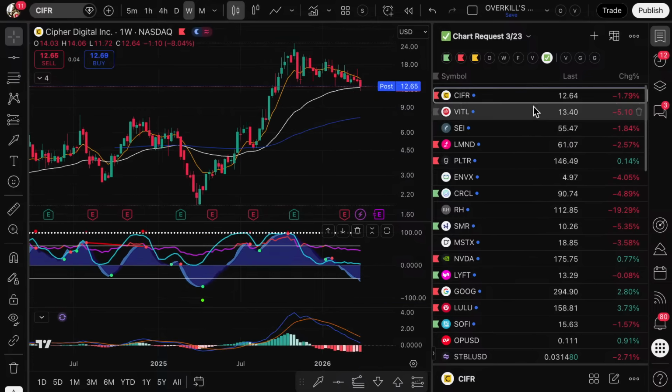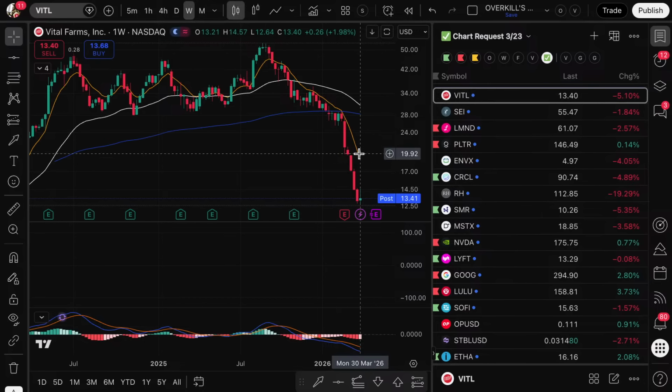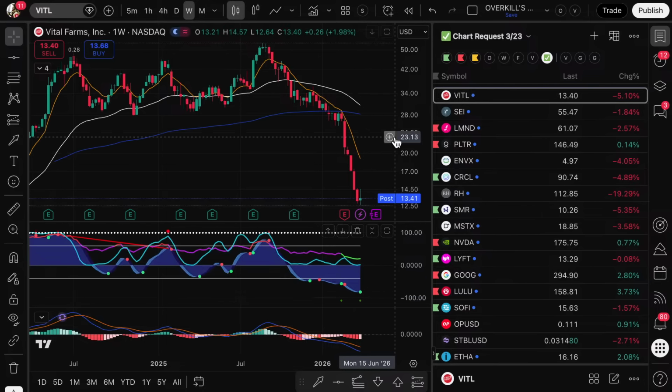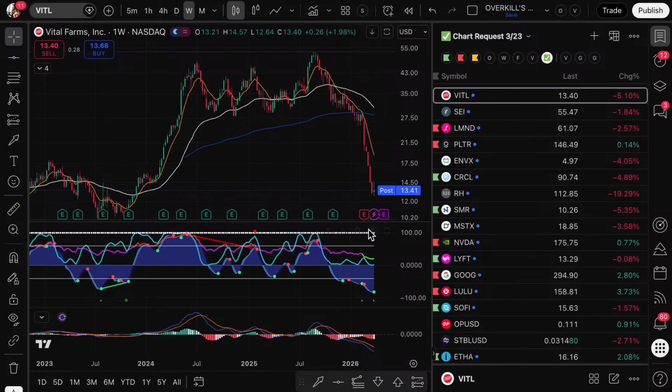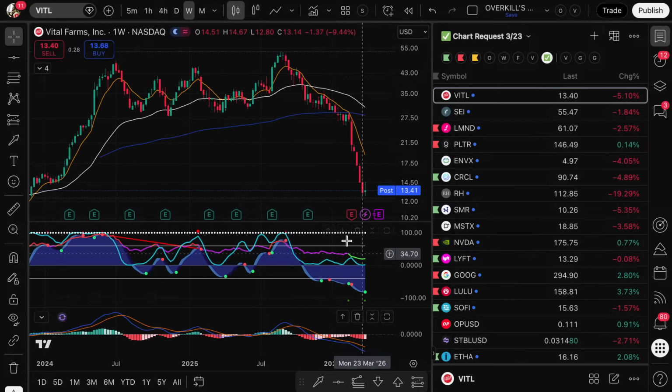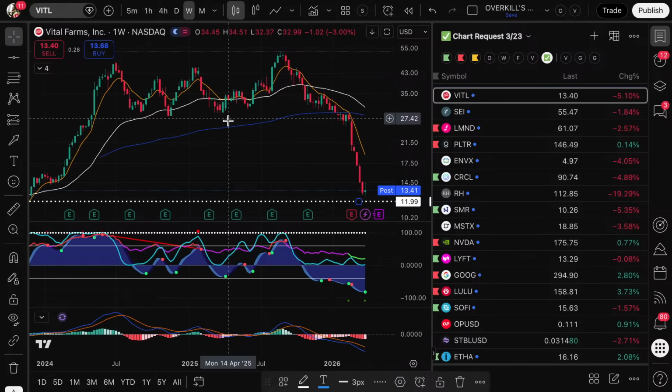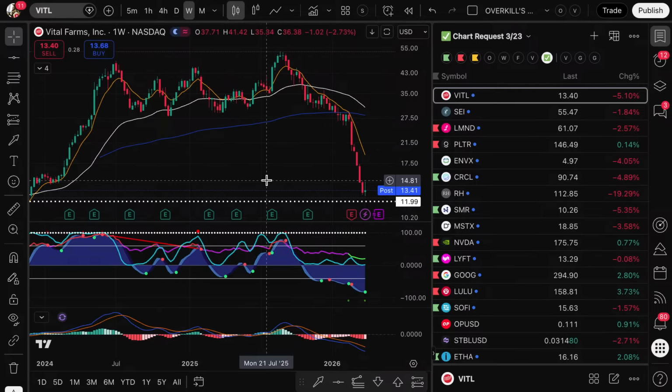Cypher needs the signal here. VITL has the signal down there at 13. Pretty ugly drop there, but again, you're getting the signal down there. So that's telling you, hey, up above 12, it looks good.